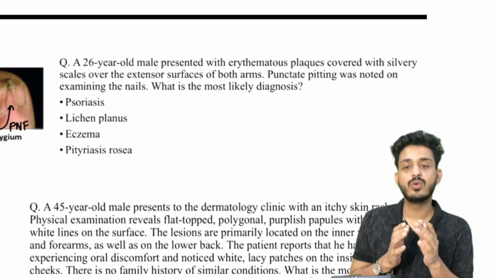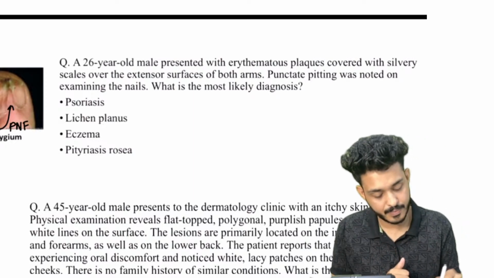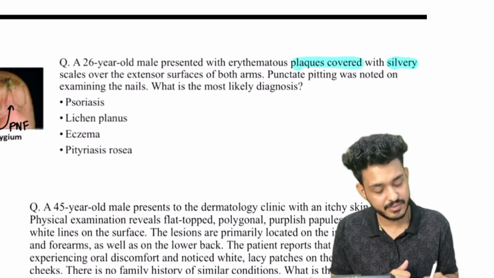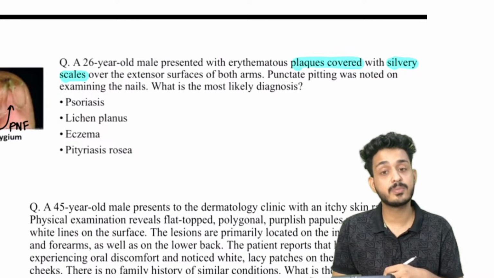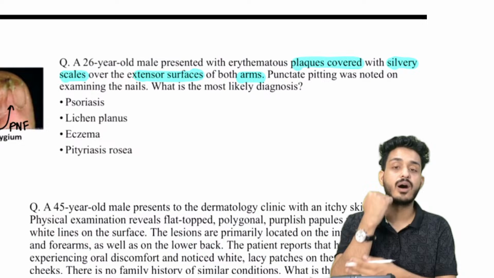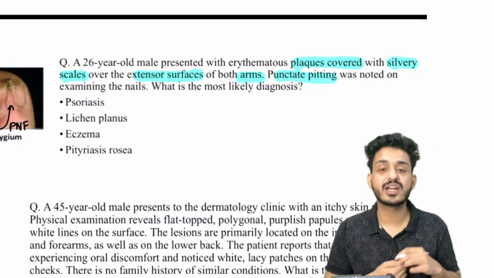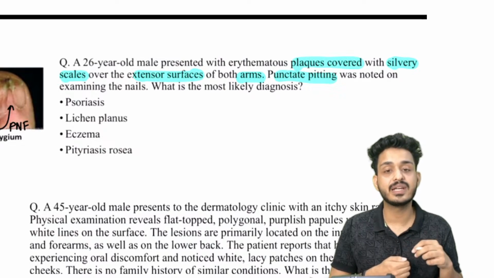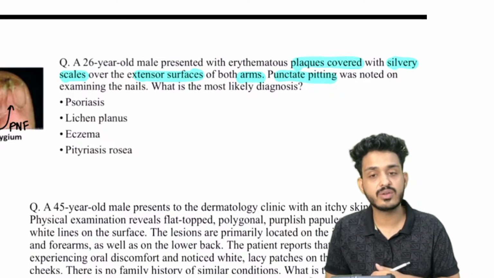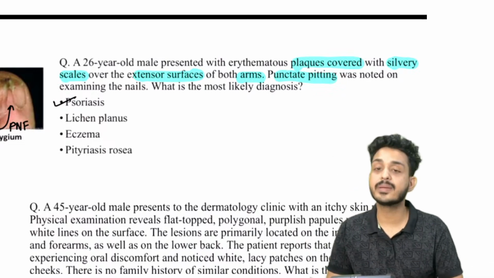A 26-year-old male presented with an erythematous plaque covered with silvery scales. Whenever you find silvery scales in the option, over the extensor surface of both the arms, extensor surface is the most common presentation. Irregular deep pitting was noted on examining the nails. What is the most likely diagnosis? Your answer will definitely be psoriasis.